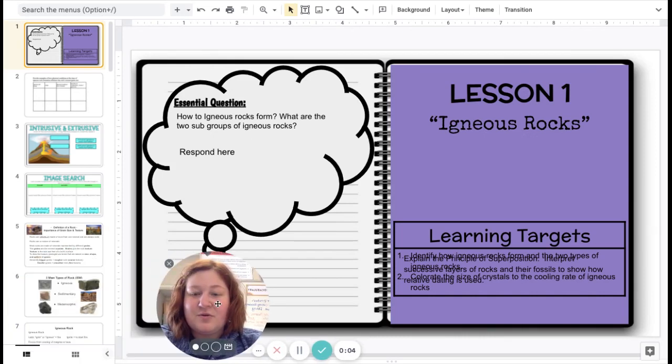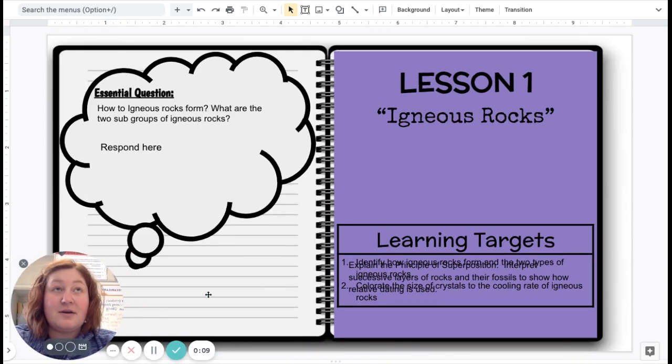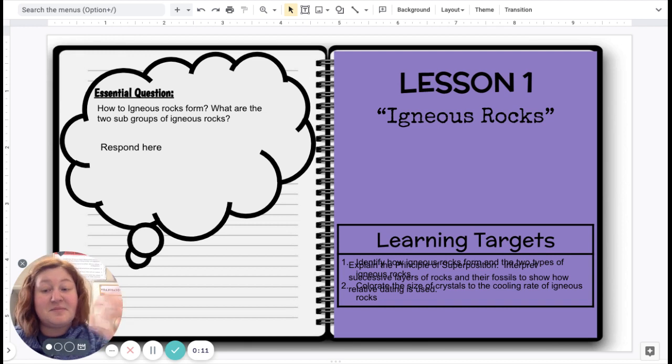I'm here today to give you your first VNQ for our rock unit. Our rock unit is going to cover lots of different types of rocks, but we're going to start with the first type of rock, which is igneous rock. You should be on lesson 1 in your DINB. Our essential question is, how do igneous rocks form, and what are the two subgroups of igneous rocks? So we're going to be exploring that today in our lesson.